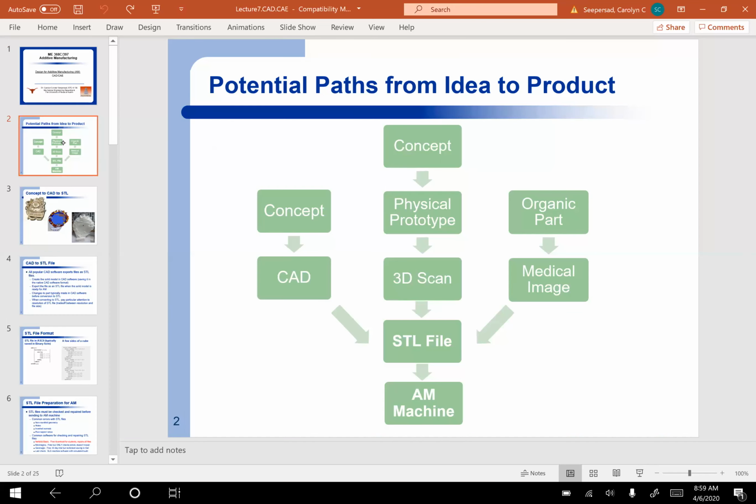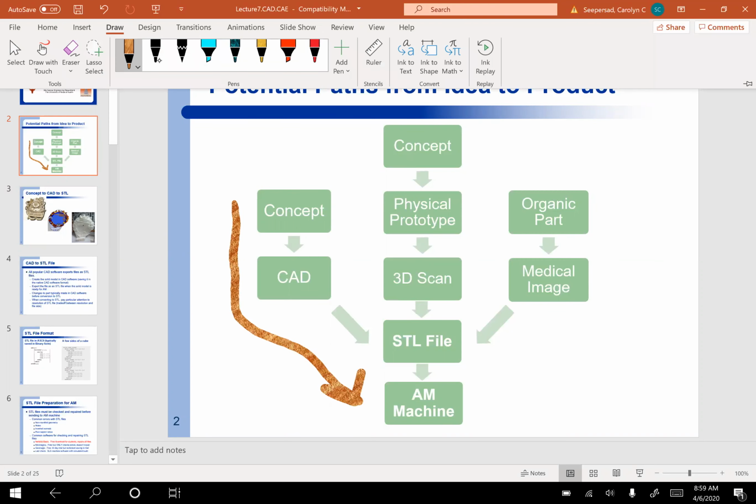So there are several paths to an additively manufactured product. One path is we start with a concept. This is sort of our traditional path. We CAD it, and then we fabricate it on our additive manufacturing machine.